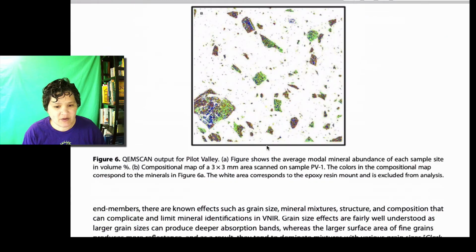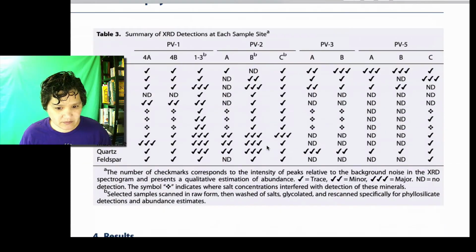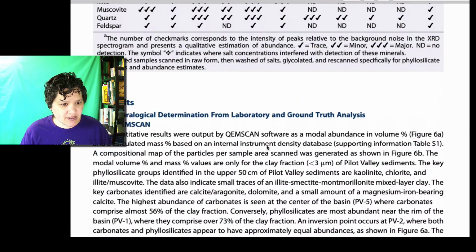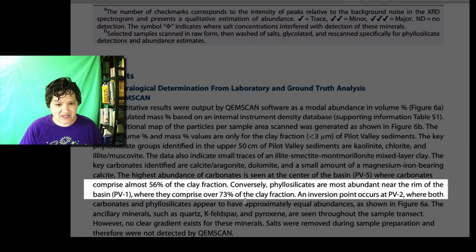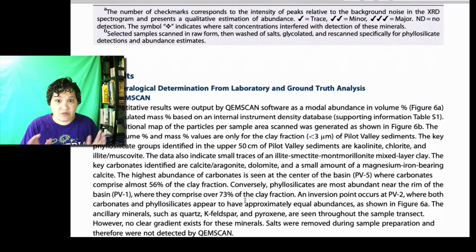Now, if you go back to the QEMSCAN paragraph, what you see is the key phyllosilicate groups identified are kaolinite, chlorite, and illite-muscovite. Phyllosilicates are most abundant near the rim of the basin at PV1. So remember, there were 4 different sites where they comprise over 73% of the clay fraction. So what does that say?